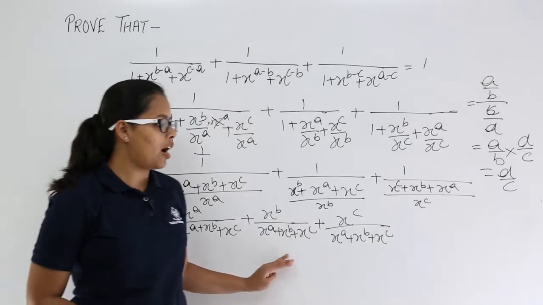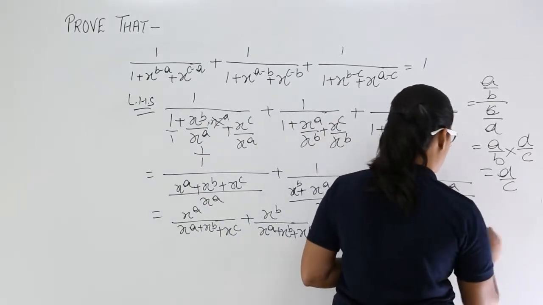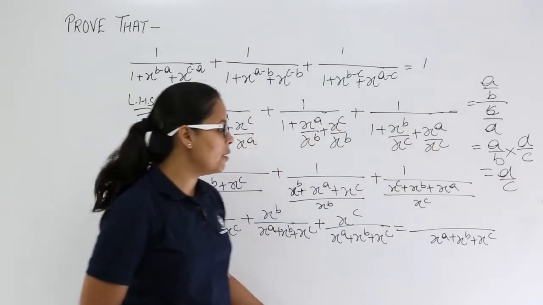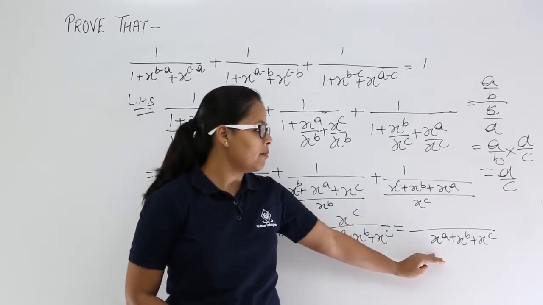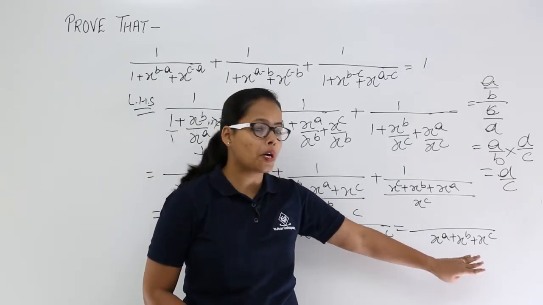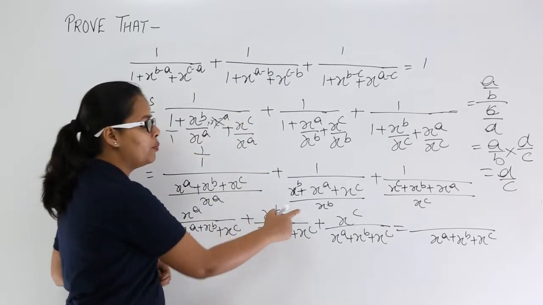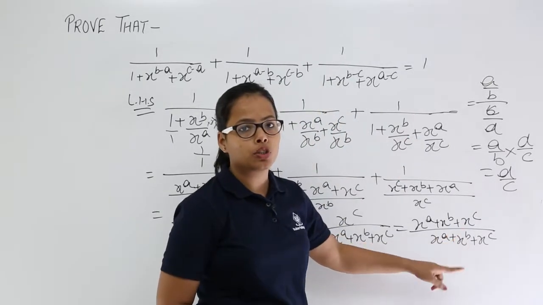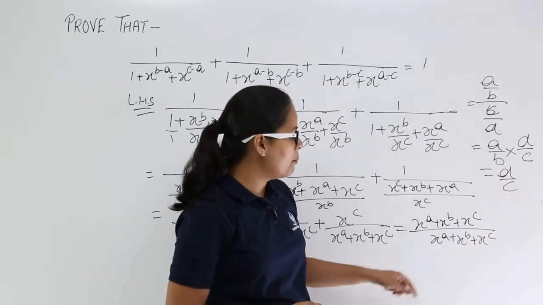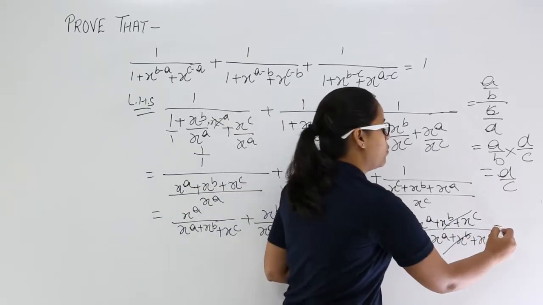Now what you'll do, after this you'll take the LCM, and after getting the LCM, what will the LCM be? You can see here that all these are same, so our LCM will be the same. This will be x raised to power a plus x raised to power b plus x raised to power c. As all these are same, you'll get the numerator as it is in addition. Now let's compare both numerator and denominator. After comparing, you know that this will get cancelled out and this will be equal to 1.